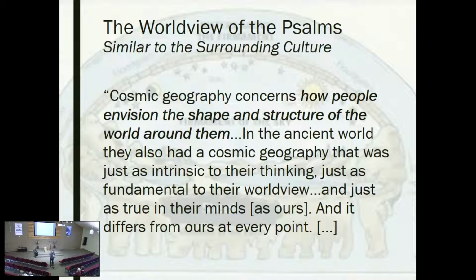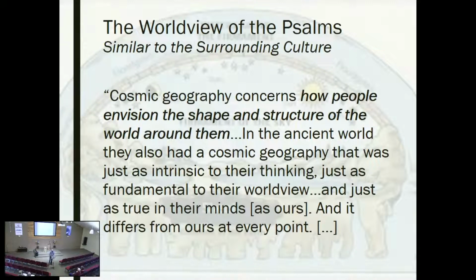This is from a Christian scholar of the Old Testament named John Walton. He does a lot of work in what were ancient people's views of the universe, views of the world. What did they think? What did they think the world was shaped like? What did they think was going on in the broader world, in the universe? And he calls this the ancient world's cosmic geography.